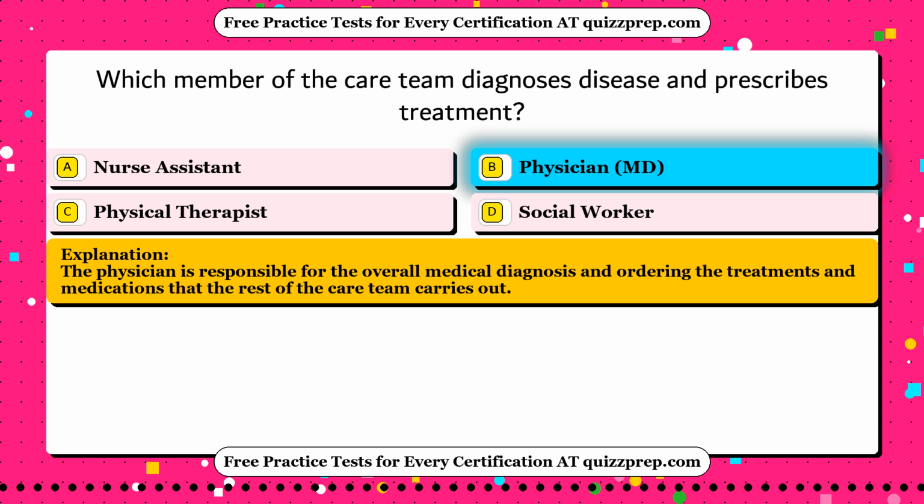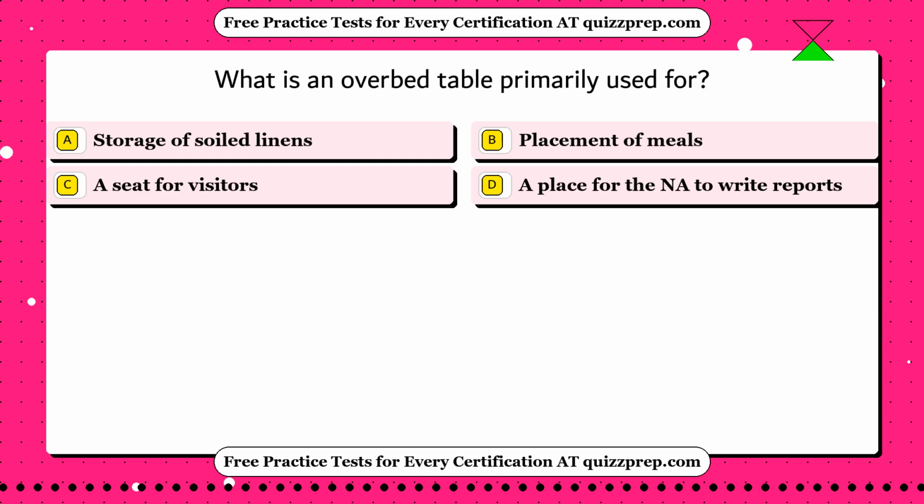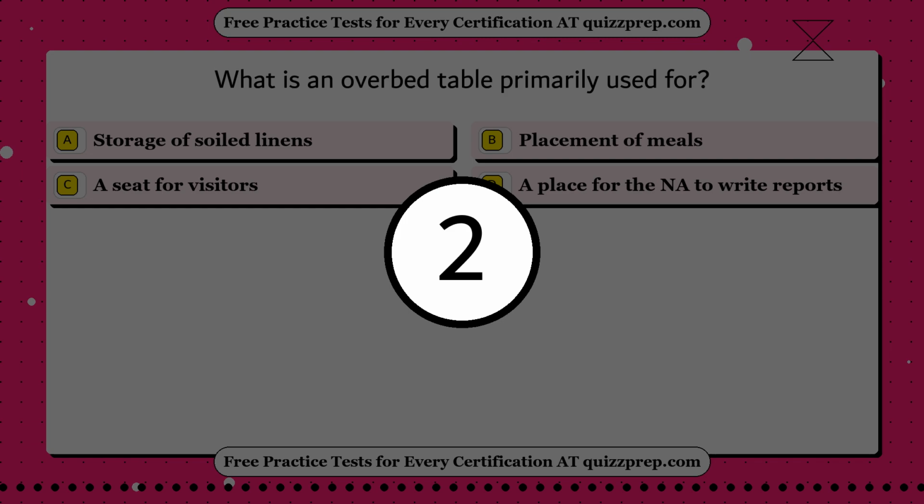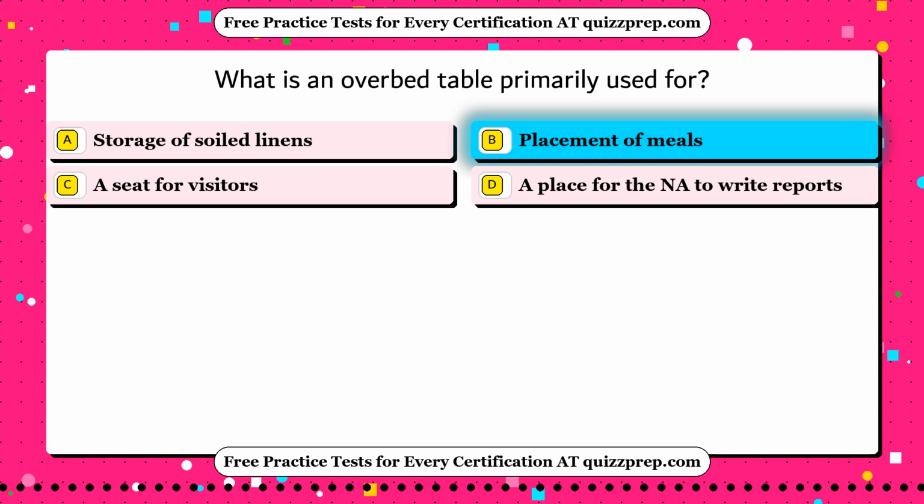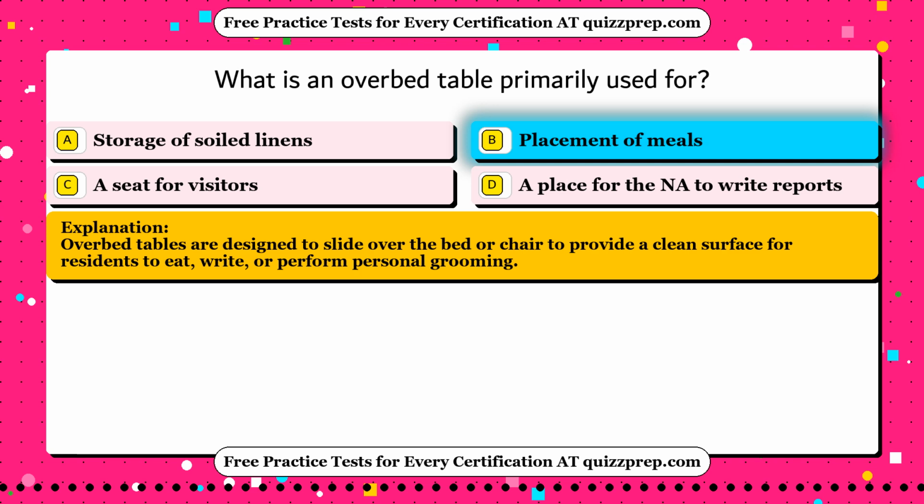Question 36. What is an overbed table primarily used for? Option A, storage of soiled linens. Option B, placement of meals. Option C, a seat for visitors. Option D, a place for the NNAAP to write reports. The correct answer is option B, placement of meals. Overbed tables are designed to slide over the bed or chair to provide a clean surface for residents to eat, write, or perform personal grooming.